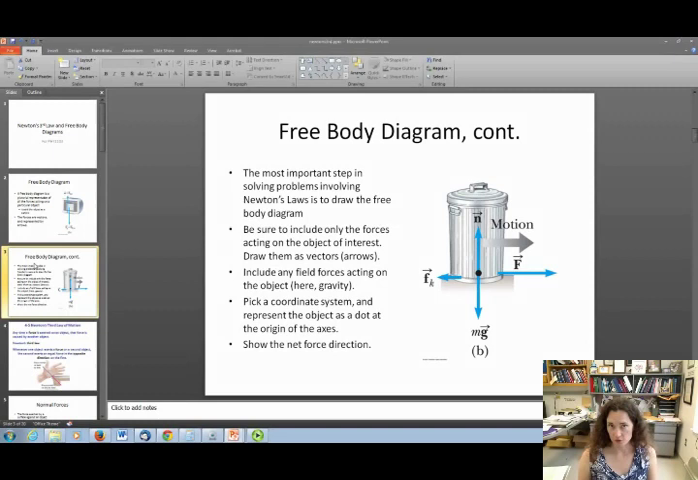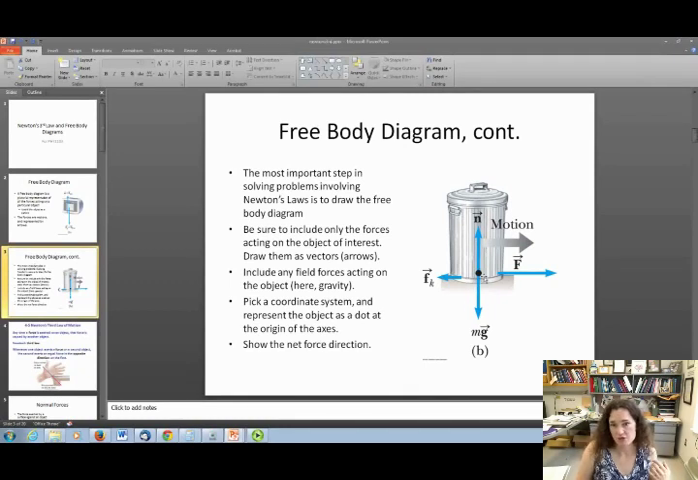Include any field forces that are acting on the object. Later on, in the second semester, you'll get into forces such as the force on a charged particle. But for now, the only field force that you're going to deal with is gravity. And you want to pick that coordinate system and show the directions of your axes. Then, outside of the free body diagram forces, you want to show which direction the object is traveling in.